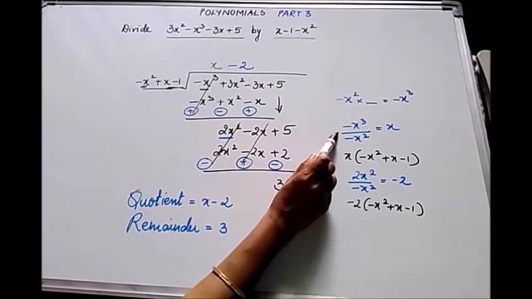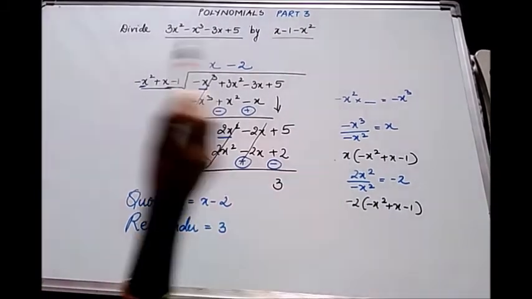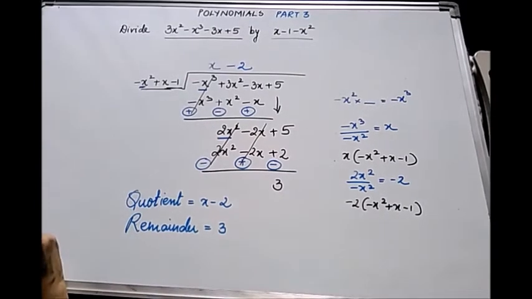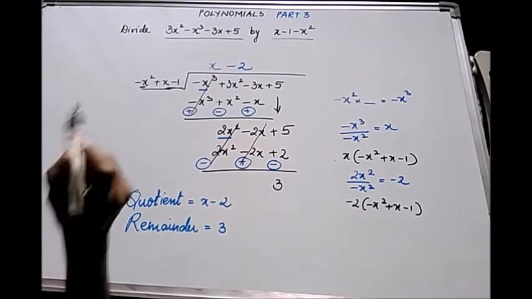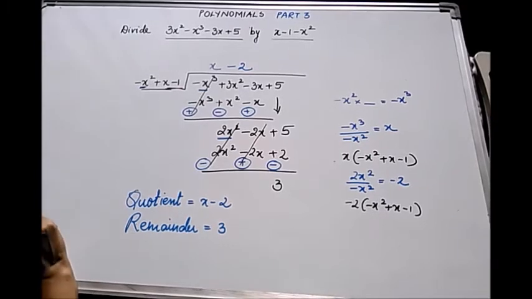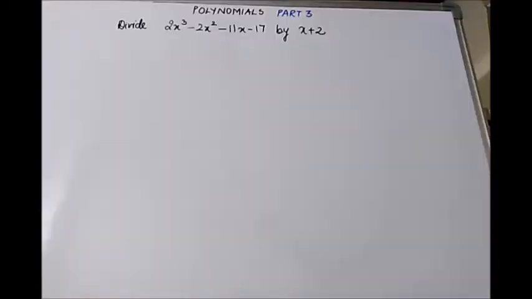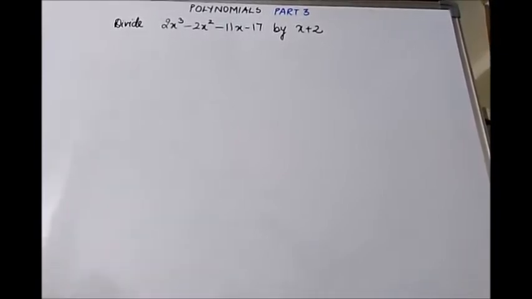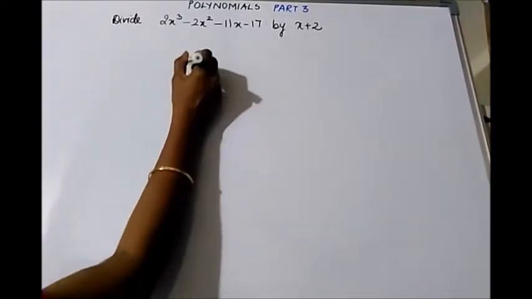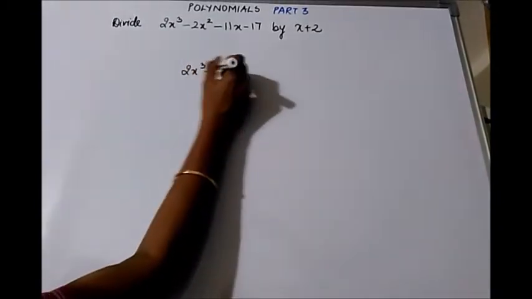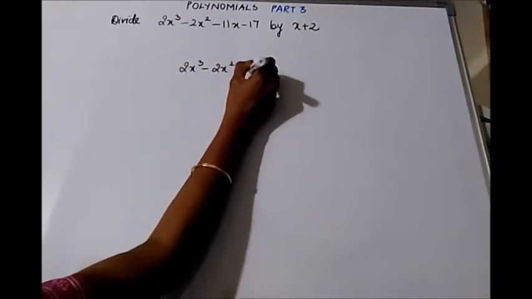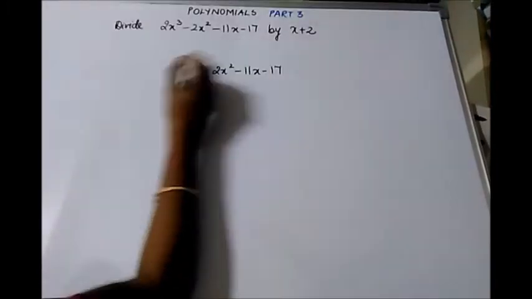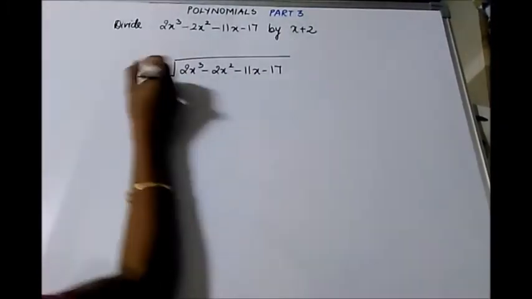Now here we use 3 steps. First we divide, next we multiply, and third we subtract. Once again repeating. First it is division, then it is multiplication, and then it is subtraction. Let us do the next sum. Here both the dividend and divisor, the terms are arranged in descending order with respect to the degree of the term. So let us start. 2x cube minus 2x square minus 11x minus 17 divided by x plus 2.